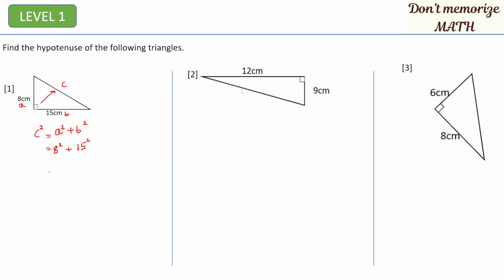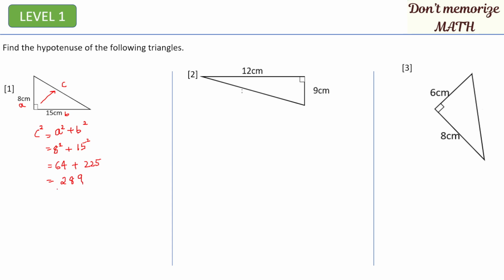8 square is 8 times 8, which is 64. Don't make the mistake like what I did just now. 8 square is 64 plus, what is 15 square? 15 square is 225. So 64 plus 225 will get 289.